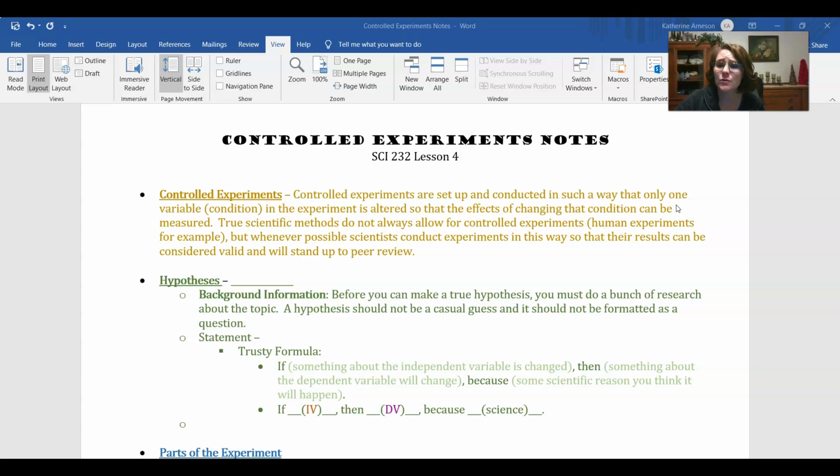So you do this in real life, but in science, it's really important that we do it because otherwise we can't have valid data. And in real life, if you are going to go into any sort of science field, you would not be able to have your work stand up to peer review if you weren't following these processes. So it's like the scientific method.